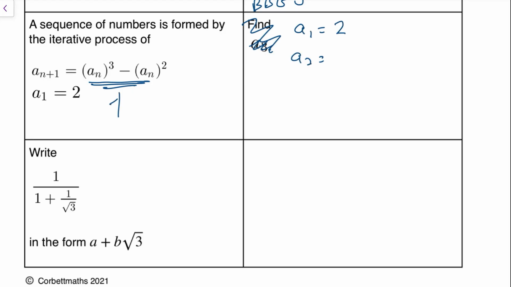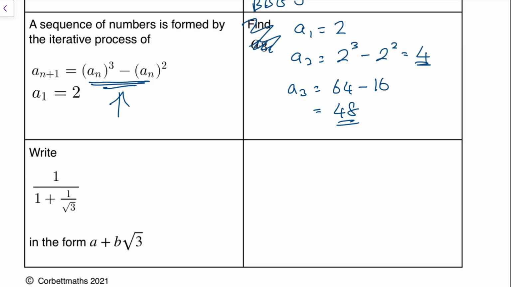A2, I'm going to put it into here, is equal to 2 cubed minus 2 squared, which is 8 minus 4, which is 4. Which means that A3, so I'm going to take this one here and put it back into this, A n cubed minus A n squared, is 4 cubed, which is 64, minus 4 squared, which is 16, which is going to give me 64 minus 16, which is just 48. And that's it, question done. Nice question, that one. Not simple, but good question.